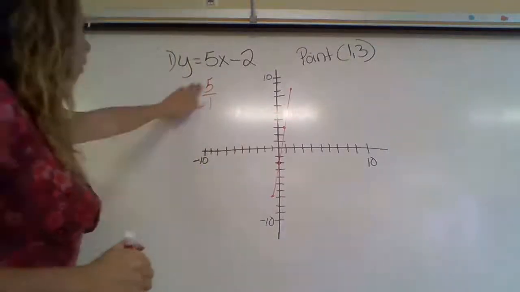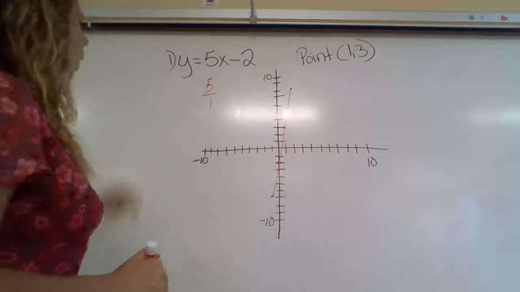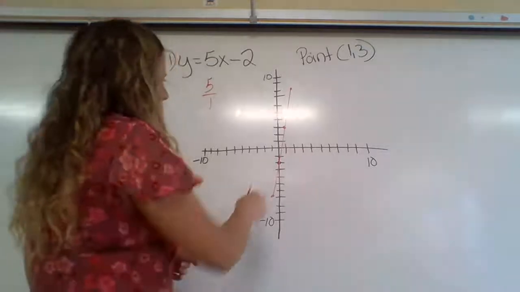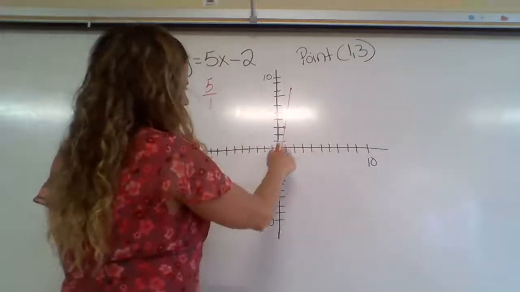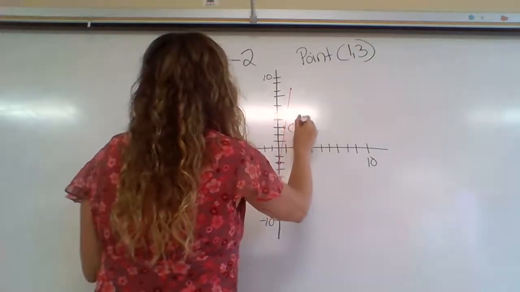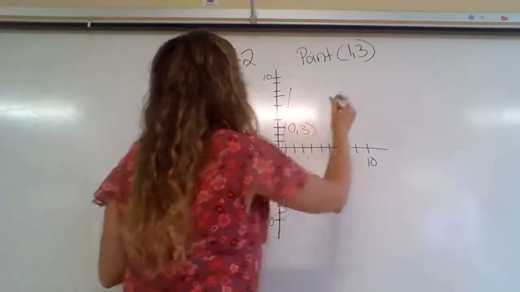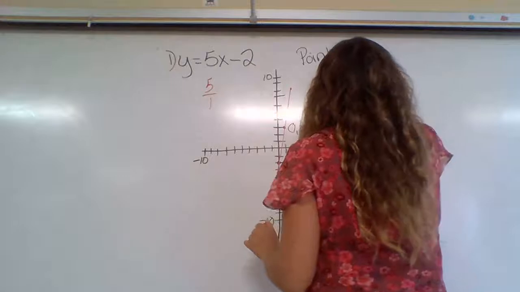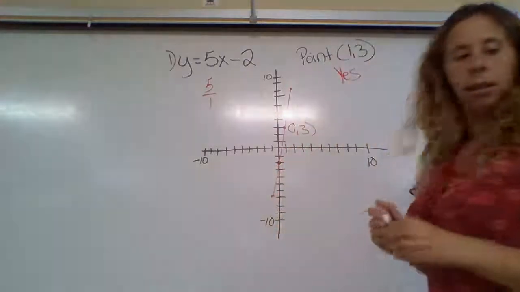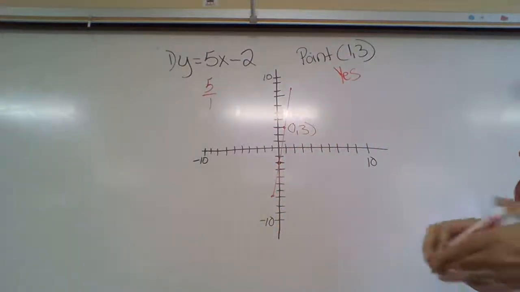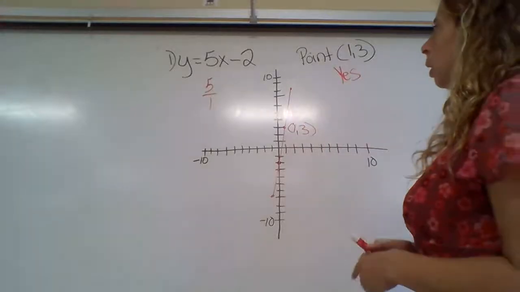And so then, is (1, 3) on it? Oh, actually it is. We graphed it. This is (1, 3). X is 1, y is 3. So, yes, it is a solution to the equation because it is on the line.